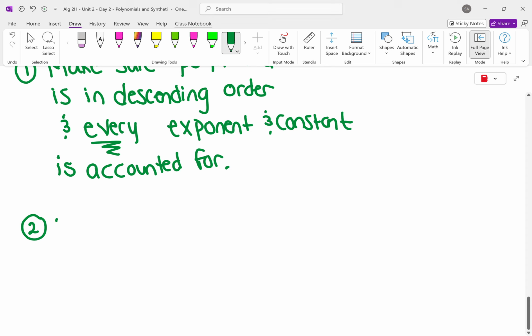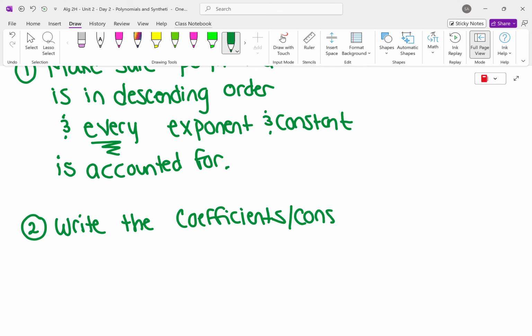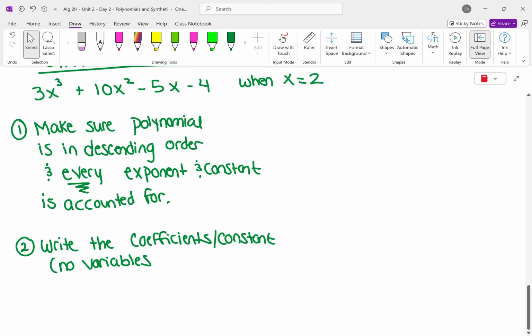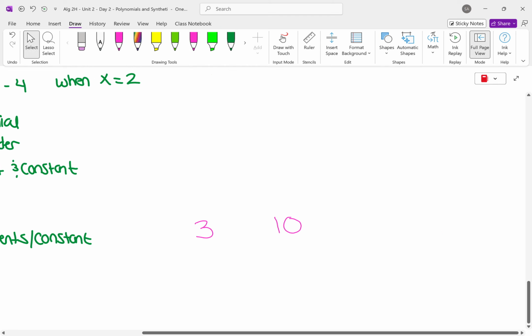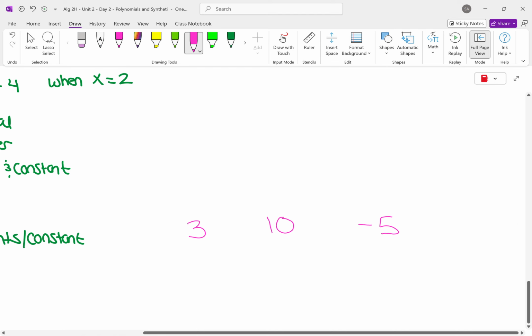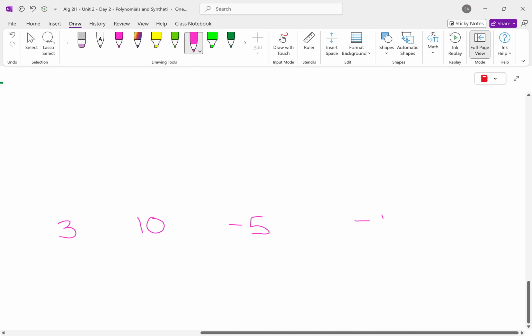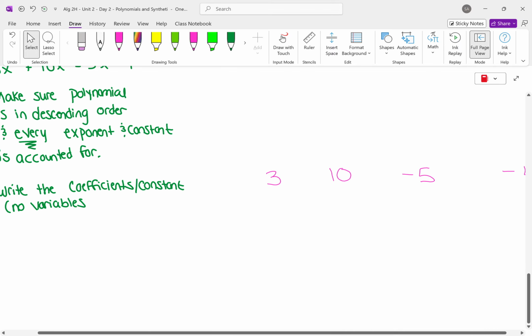Then what you want to do is once you make sure of that, you're going to write the coefficients and constant. So we're going to say no variables. So I'm going to do that over here. So my coefficients are 3, 10, negative 5, negative 4.